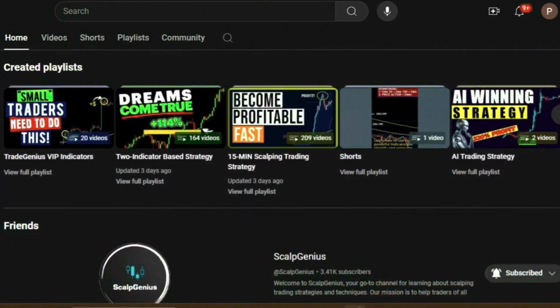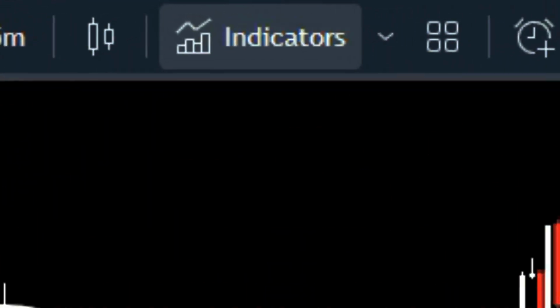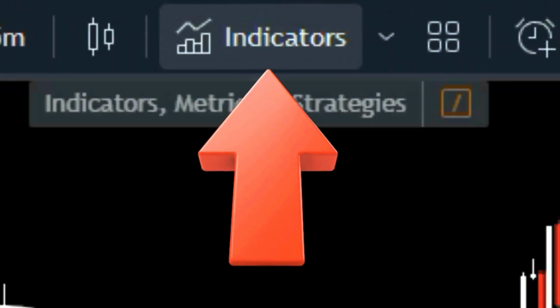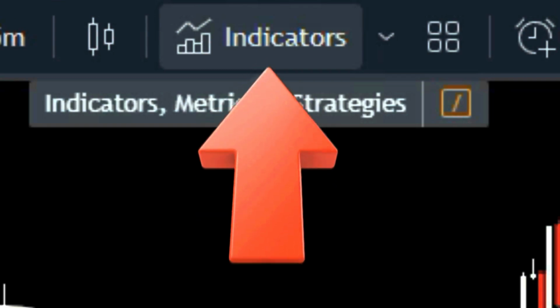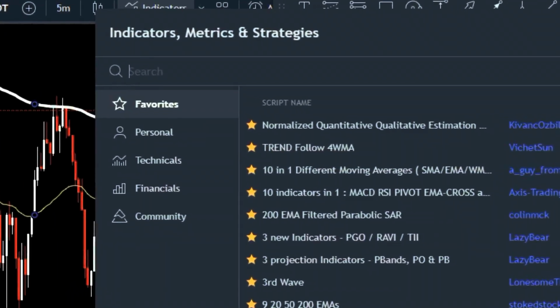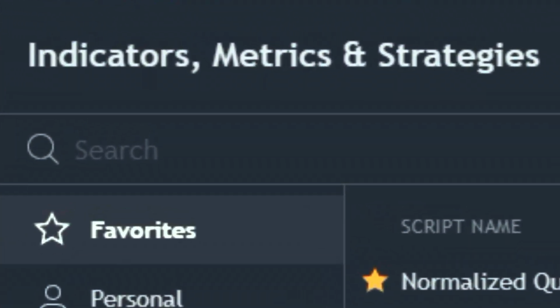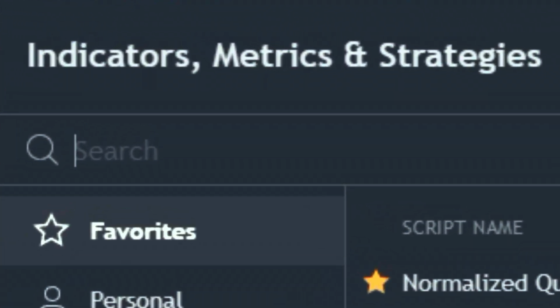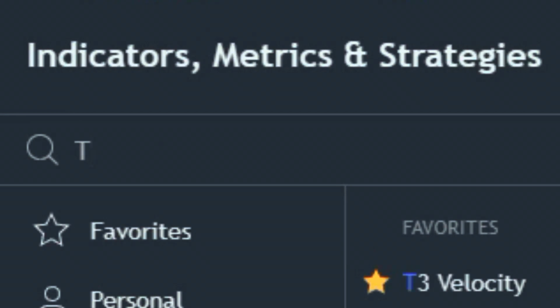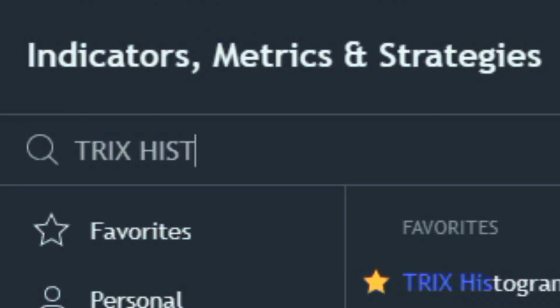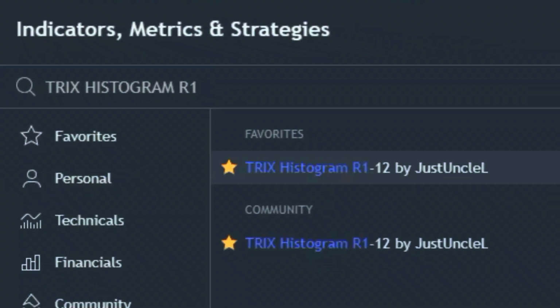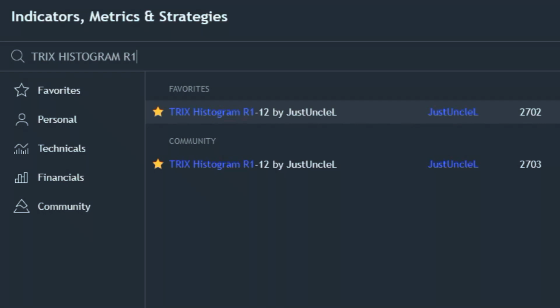Alright, back to our second indicator. Let's hop back to the indicators tab at the top of your screen. Give it a click and you'll see a search bar just waiting for you to find the second magic indicator for your trading strategy. This time, we're on the hunt for the TRIX histogram R1 indicator. Don't be shy, go ahead and type it into the search bar. Remember, we're all about keeping things simple and relatable here. So if you need a moment to catch up, feel free to pause the video.